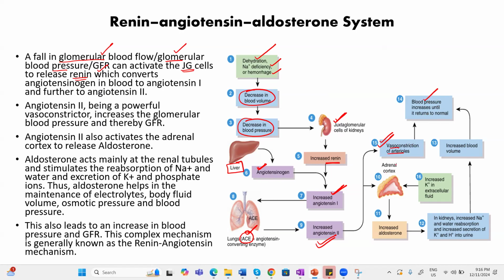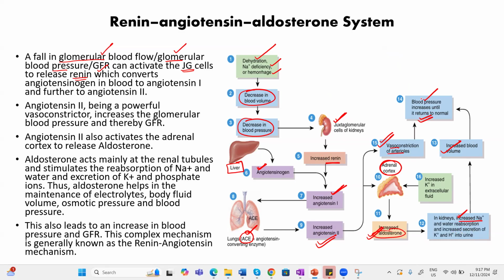Second, they will target the adrenal cortex to release aldosterone. And aldosterone will bring about the reabsorption of sodium ions. Please remember, in the DCT, conditional reabsorption of sodium ions occurs. It is because of this mineralocorticoid, that is aldosterone, that sodium ion reabsorption is going on. Clear? And finally, when sodium is reabsorbed, water will follow and blood volume will increase, and finally blood pressure will come to normal.